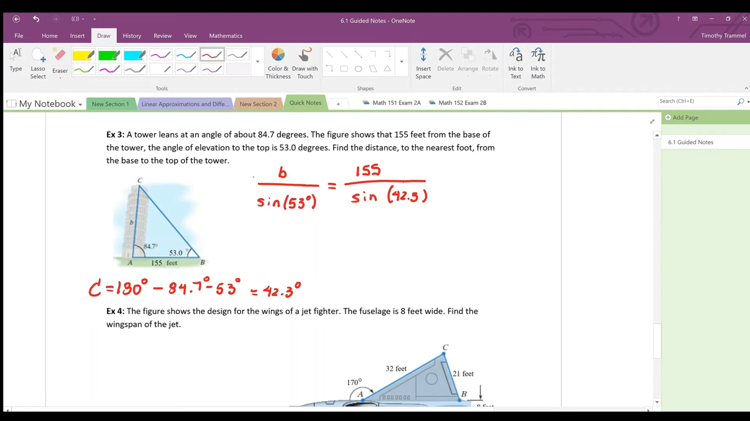And you can see why it was actually kind of helpful to swap where we've been putting the length and the angle. Okay, right? We have sine of the angle in the denominator this time. And this is helpful because it's easier to solve for B. So this gives us B is equal to 155 sine of 53 degrees all over sine of 42.3 degrees. All right, and if we plug that in our calculators, we should get about 184 feet.